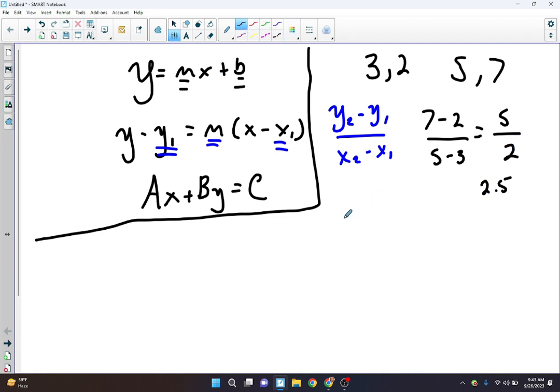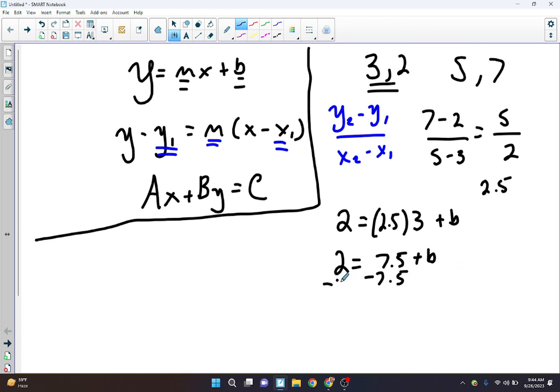If I find the b, I need a specific y, so I'll use this point. Remember, it doesn't matter which point you use. So 2 equals 2.5 times 3, plus b. You could leave it as a fraction if you really want to. So 2 equals 7.5 plus b. Minus 7.5 on both sides: negative 5.5 equals b.